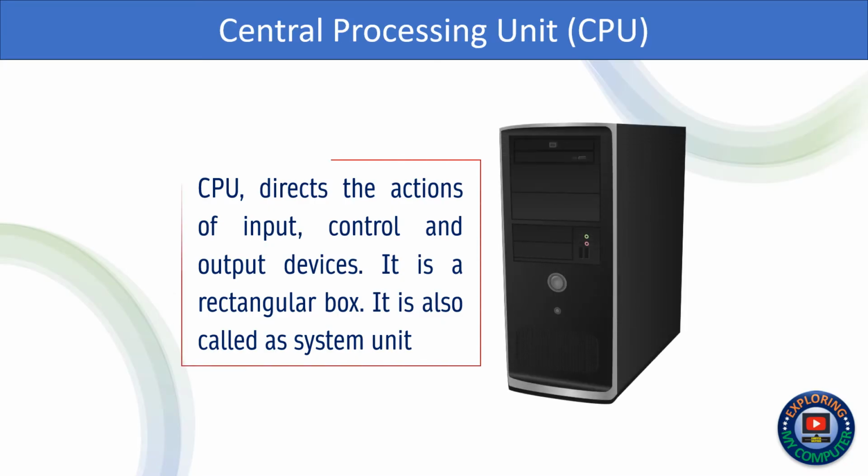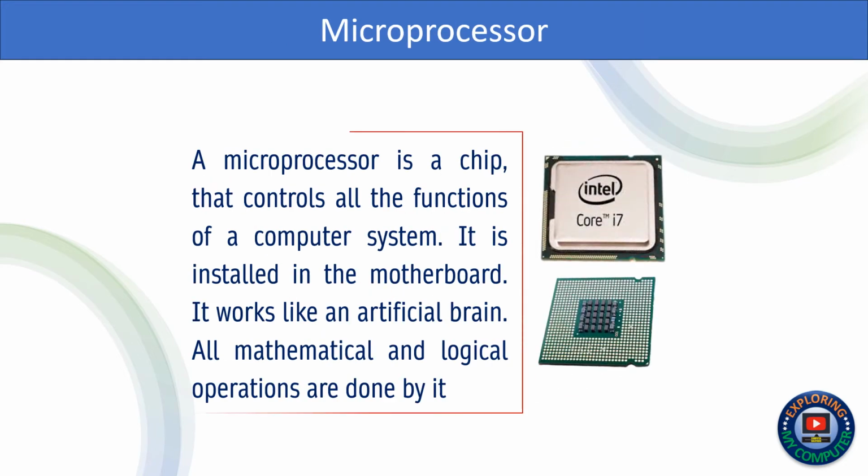The Central Processing Unit, CPU, directs the actions of input, control and output devices. It is a rectangular box. It is also called the system unit. A microprocessor is a chip that controls all the functions of a computer system. It is installed in the motherboard. It works like an artificial brain. All mathematical and logical operations are done by it.